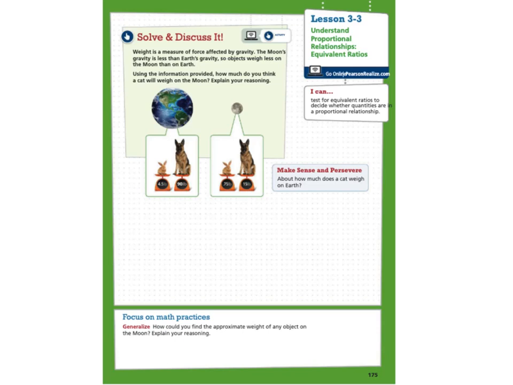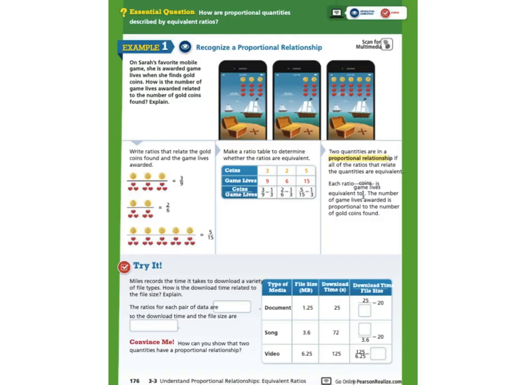Lesson 3.3, Understand Proportional Relationships, Equivalent Ratios. In this lesson, we're going to be testing for equivalent ratios to decide whether quantities are in what we call a proportional relationship. The essential question for this lesson says, how are proportional quantities described by equivalent ratios?